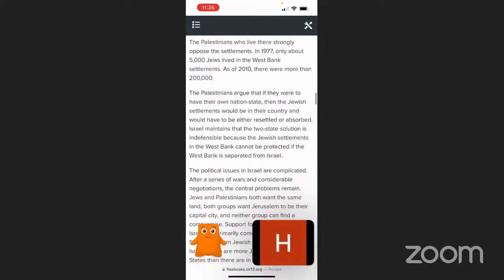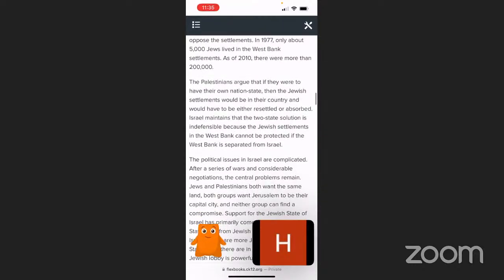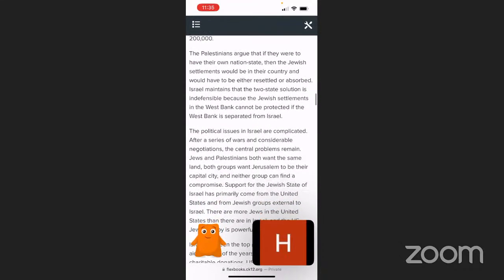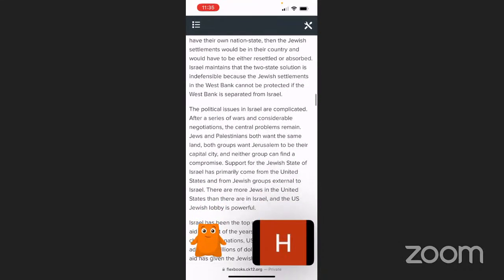The Palestinians argue that if they were to have their own nation state, the Jewish settlements should be in their country and would not have to be either resettled or absorbed. Israel maintains the two-state solution is indefensible because Jewish settlements in the West Bank cannot be protected if the West Bank is separated from Israel.